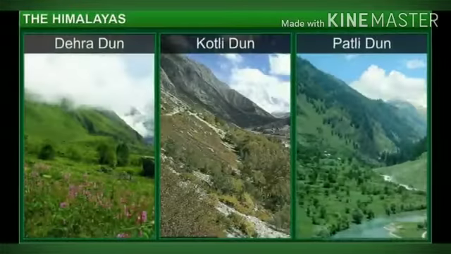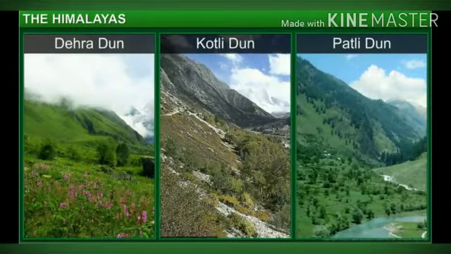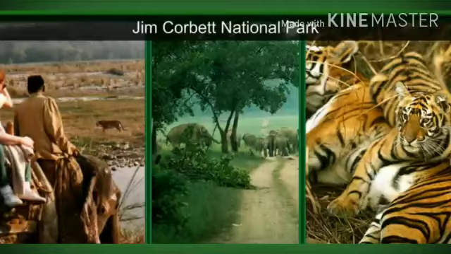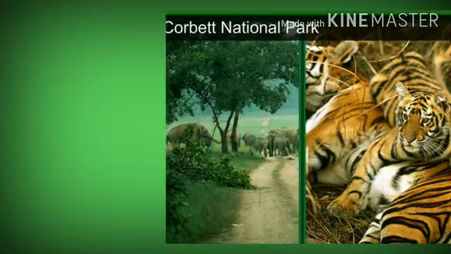The longitudinal valleys that lie between the Himachal and Shivalik are known as duns. The most famous valleys, Dehradun, Kotli Dun and Patli Dun, got their names this way. Kotli Dun is located in the Jammu region and is known for its scenic beauty. You must have all heard about Jim Corbett National Park. It is also located in the Patli Dun region.